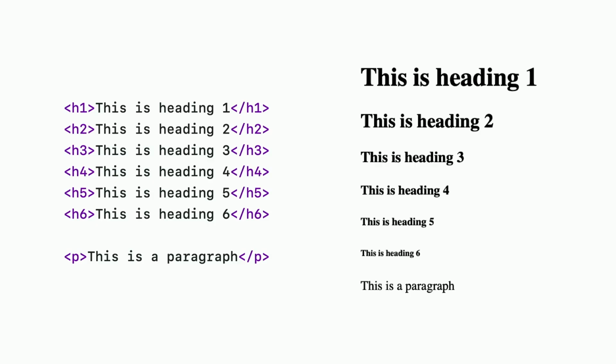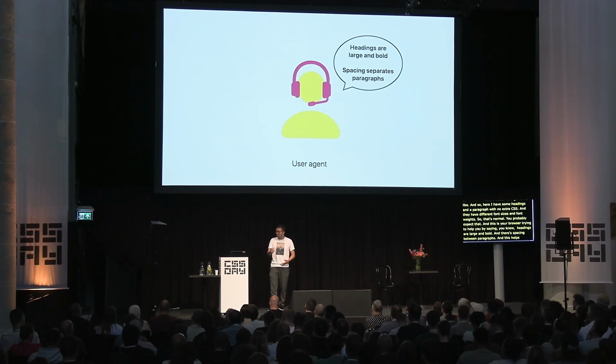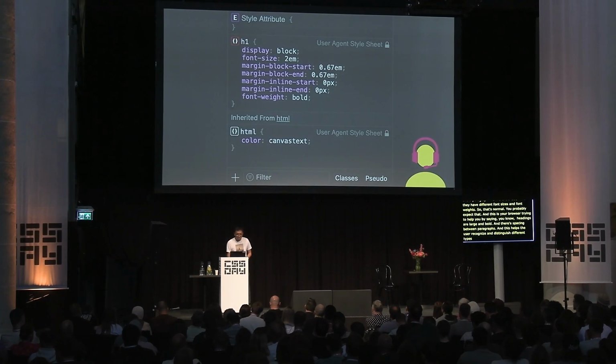So here I have some headings and a paragraph with no extra CSS, and they have different font sizes and font weights. So that's normal. You probably expect that. And this is your browser trying to help you by saying your headings are large and bold, and there's spacing between paragraphs. And this helps the user recognize and distinguish different types of content. So you can actually see those styles in the developer tools.